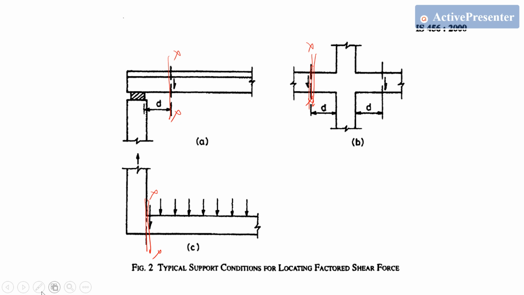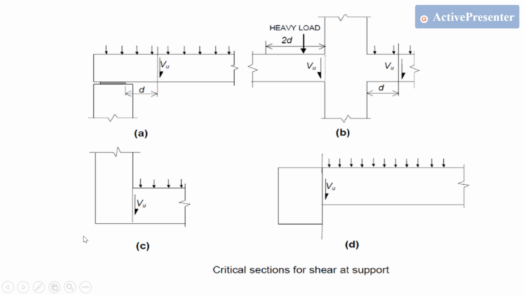The same thing is explained here, the critical section for shear for a cantilever, at the face of the support. This is at a distance d from the face of the support. And if there is a heavy load within 2d of your support, then you need to take the critical section at the face of the support. Otherwise, you can take it at a distance of d from the face of the support. I hope this is clear for you.